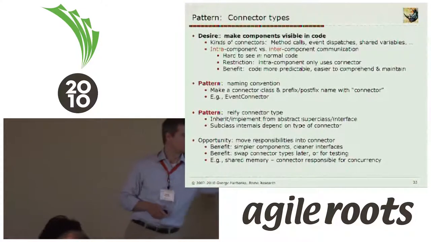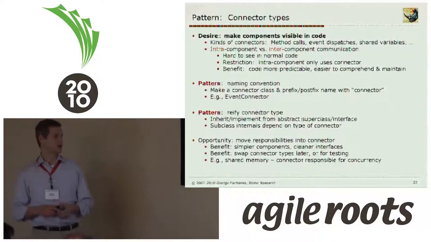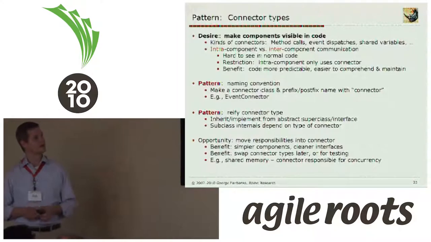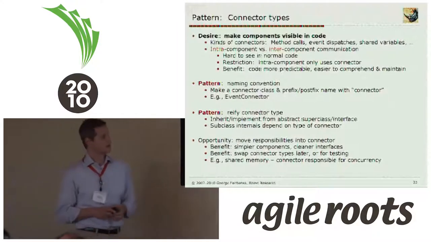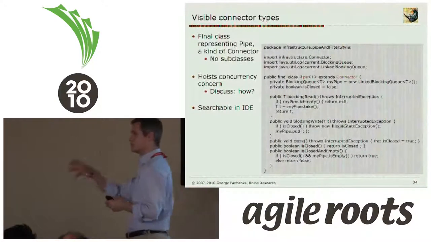And one opportunity here is we can move responsibilities into the connectors to make them smart, so they could actually do some error checking or check the protocols and so forth. Here's an example of this in the code. So what we did here was we created a class for pipe, parameterized by T, that extends connector. And we implemented it using the Java util concurrent queues. And the idea is that you can read and write to these pipes so that we can send email messages along this.